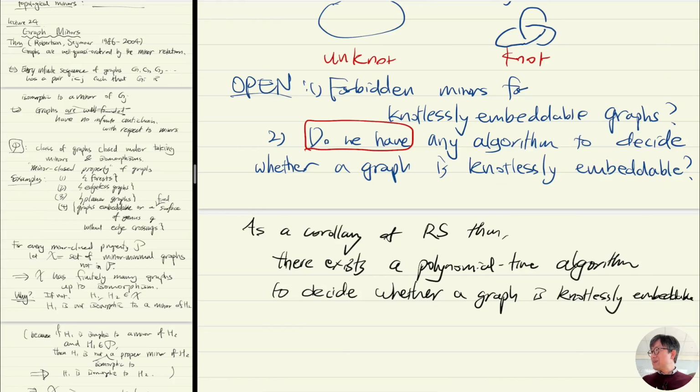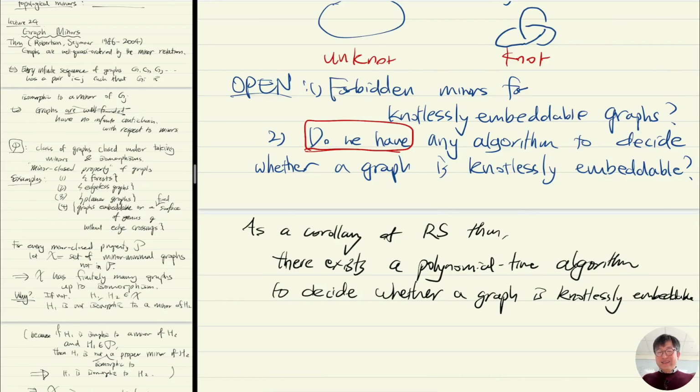The Robertson-Seymour theorem says that such a list exists. We don't know it. So we know that there exists an algorithm, but we don't have that algorithm because we don't know the list of forbidden minors. That's why I wrote, do we have? And we don't have such an algorithm because we don't know the list of forbidden minors. If there's a way to generate them, that would be convenient, but so far we don't even know how to generate them.